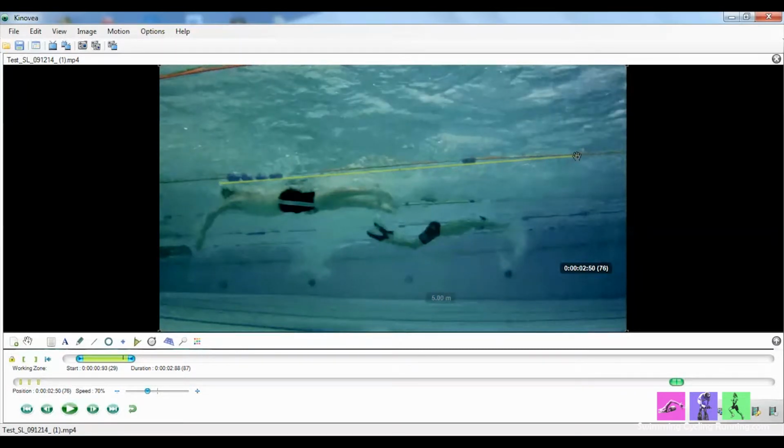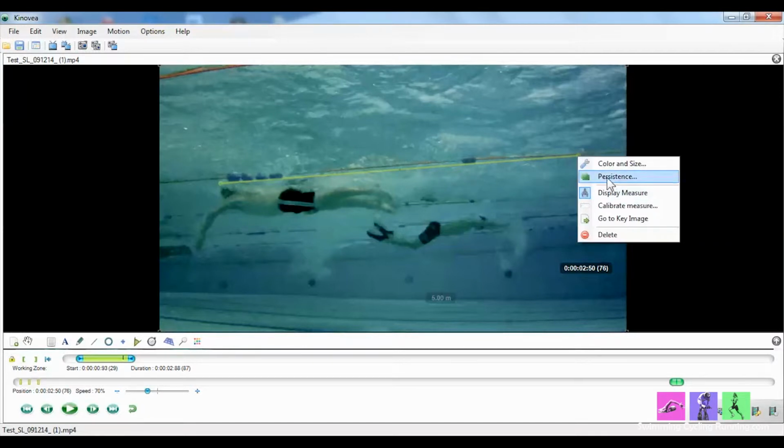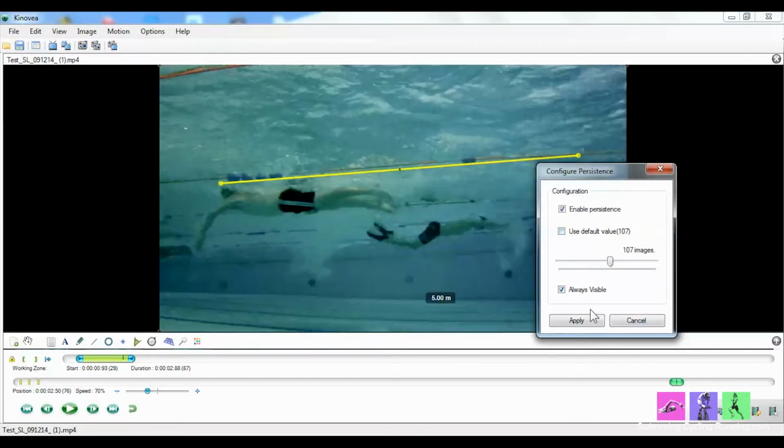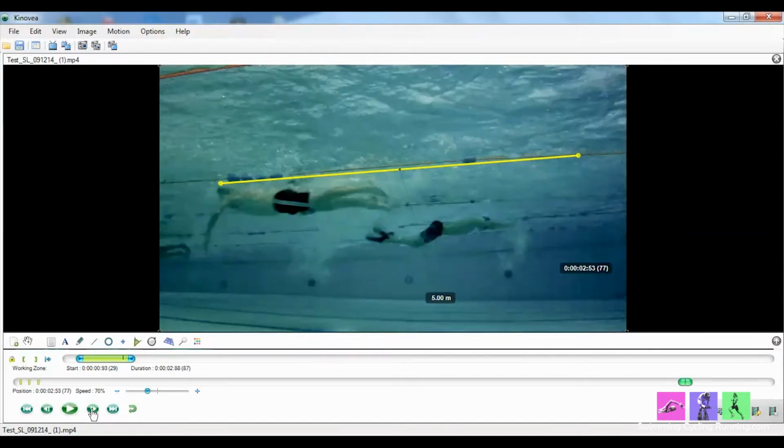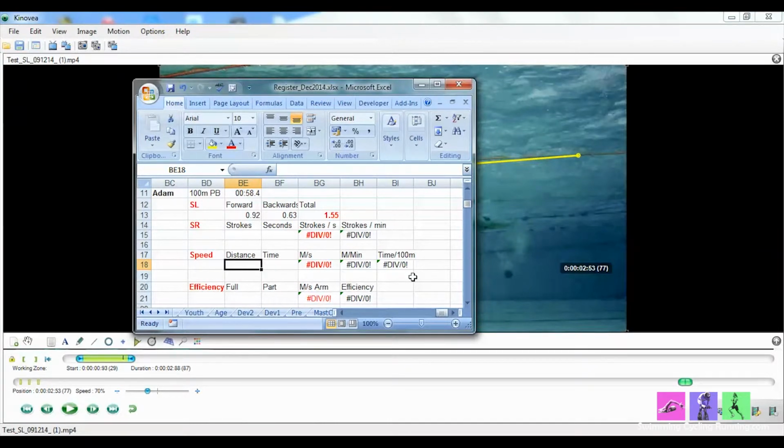And what I'm going to do is just turn the persistence of this on always. Now I can move him just forward one more there. So I think that is really when his head is absolutely at that 5 metre mark, and we've got 2.53 seconds. So now we can do the speed. So we're going 5 metres in 2.53 seconds, which means we've got 1.97 metres per second. That's exactly what we're doing.